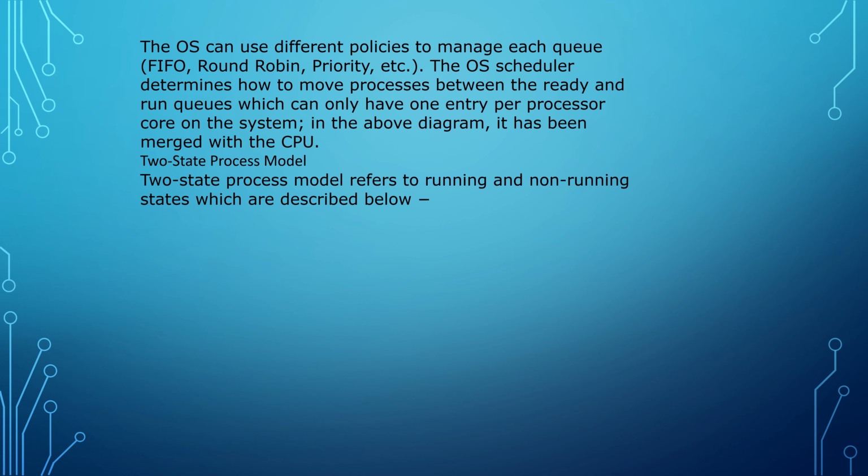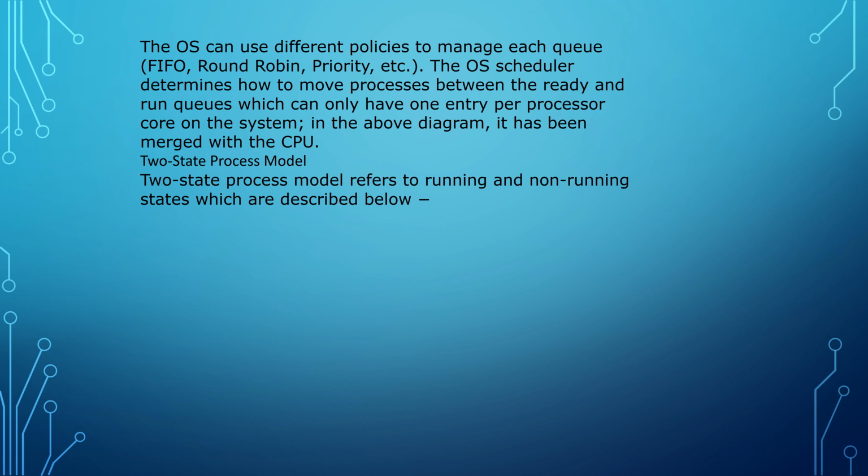The OS can use different policies to manage each queue: FIFO, round robin, priority, etc. The OS scheduler determines how to move processes between the ready and run queues, which can only have one entry per processor core on the system. In the above diagram, it has been managed with the CPU two-state process model.